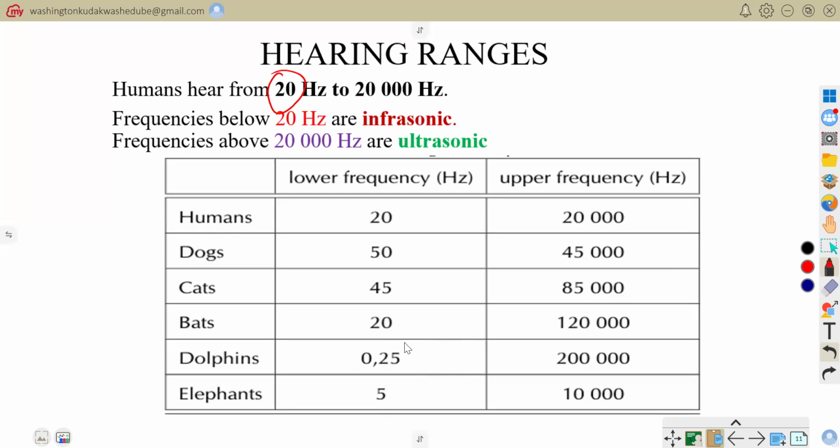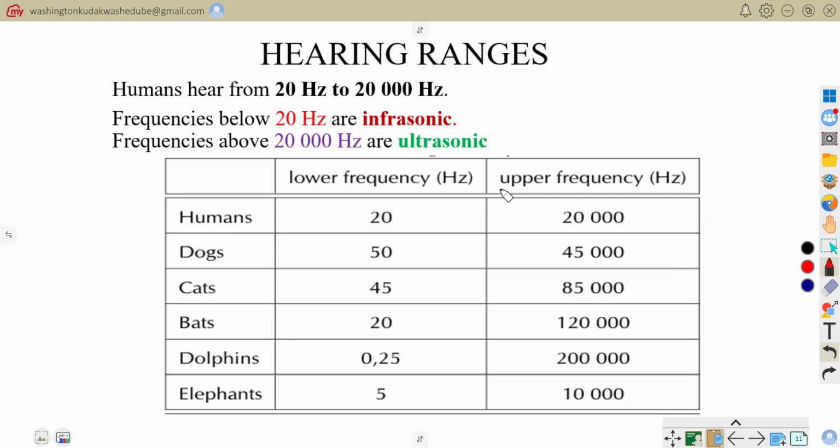And then when it comes to humans again, we have higher frequencies that are damaging to our ears. For example, a frequency that is greater than 20,000 hertz, we refer to that sound as what?